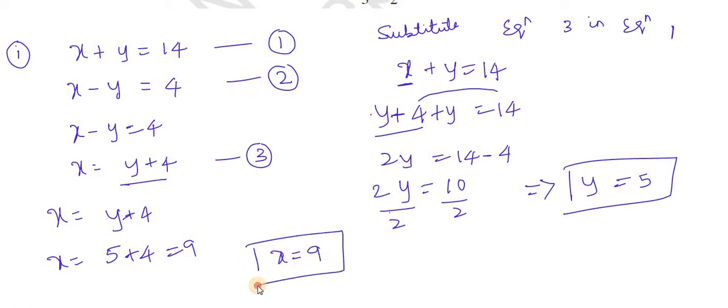So this type of method is known as substitution method. In the examination, this type of method will be asked for 2 marks. But if you do the same problem in the graphical method, you'll get 4 marks. Now you'll get only 2 marks in the substitution method. Okay. So now the next problem.